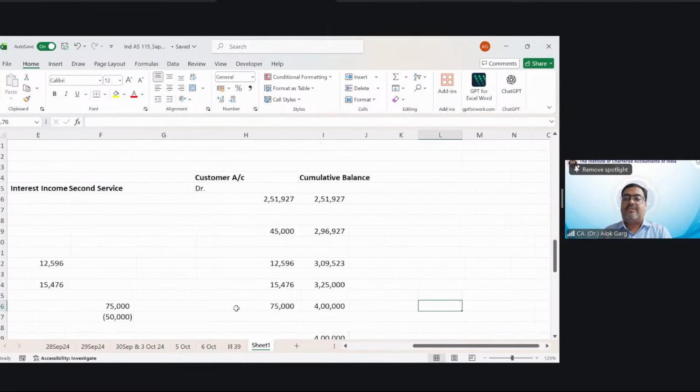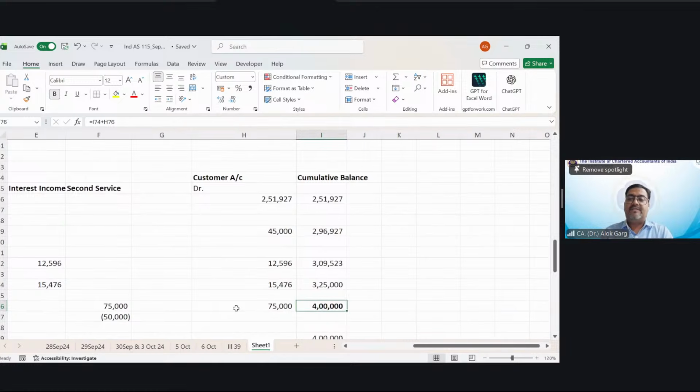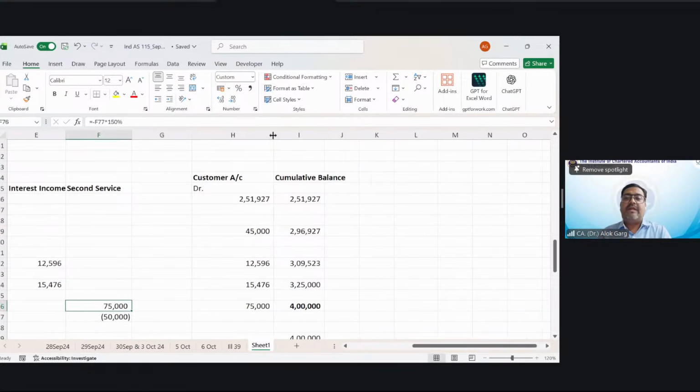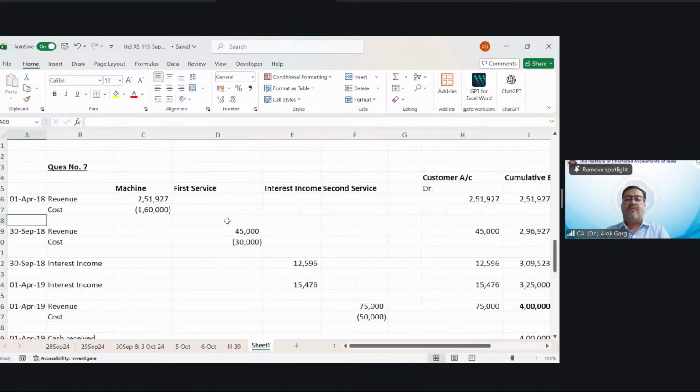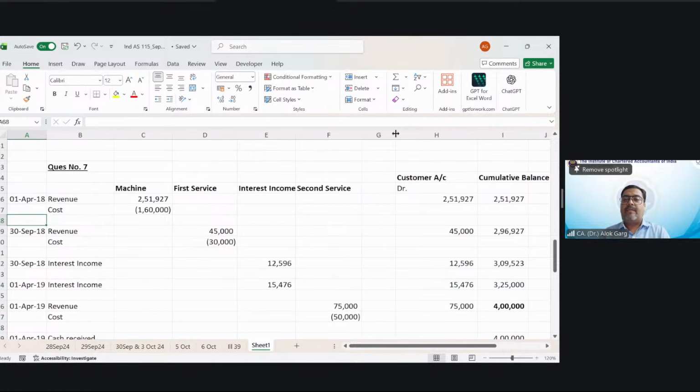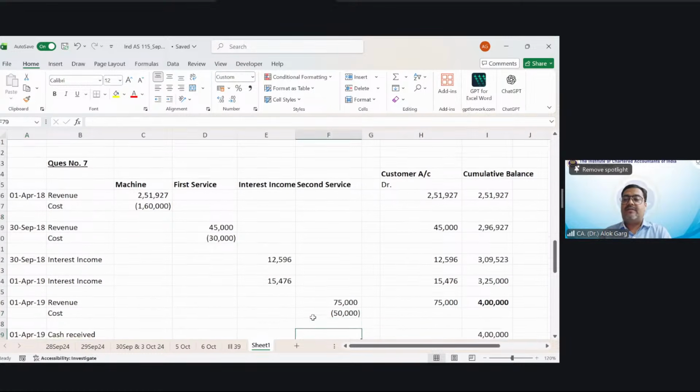You can see this closing balance becomes 4 lakh rupees. Can you see this? This closing balance becomes 4 lakh rupees. Are you able to see this?